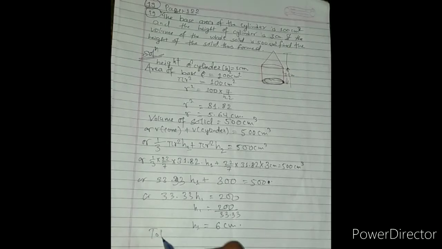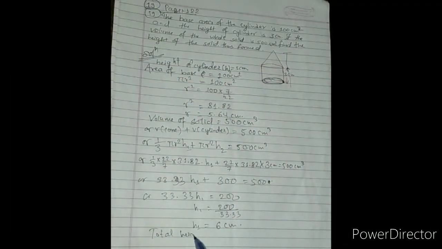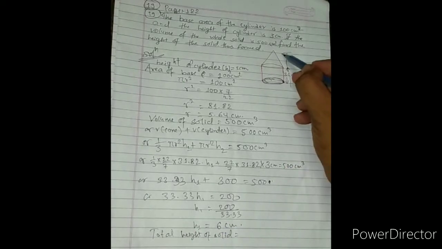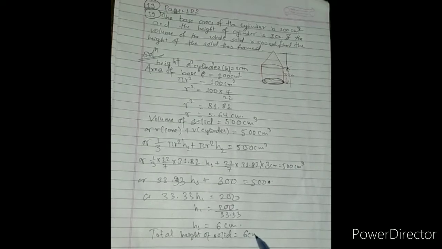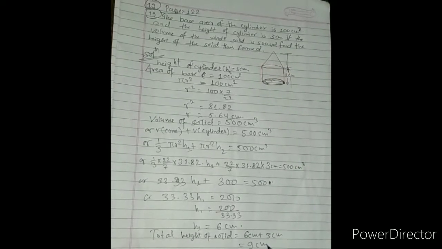So what is the total height? Actually you have to find the height of the solid. Total height of solid equals height of the cone, which is 6 centimeter, plus height of the cylinder, which is 3 centimeter. 9 centimeter is the height of the given solid. Next question.